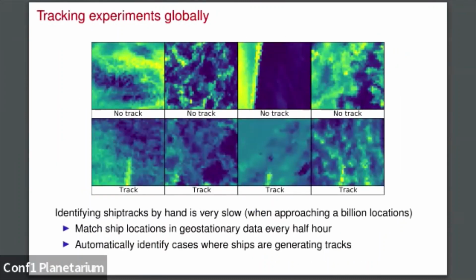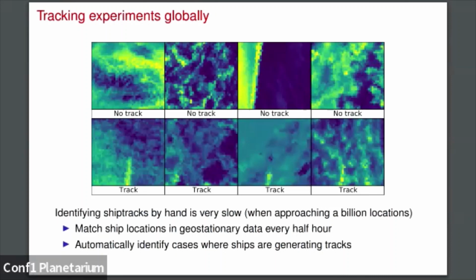Now, we can do this off the coast of California, but if we'd like to extend it globally, it's a little bit more work. Doing this by hand takes a long time. And when you've got a billion locations, of every ship in the global fleet every half hour across the globe, it takes a long time to do that by hand.